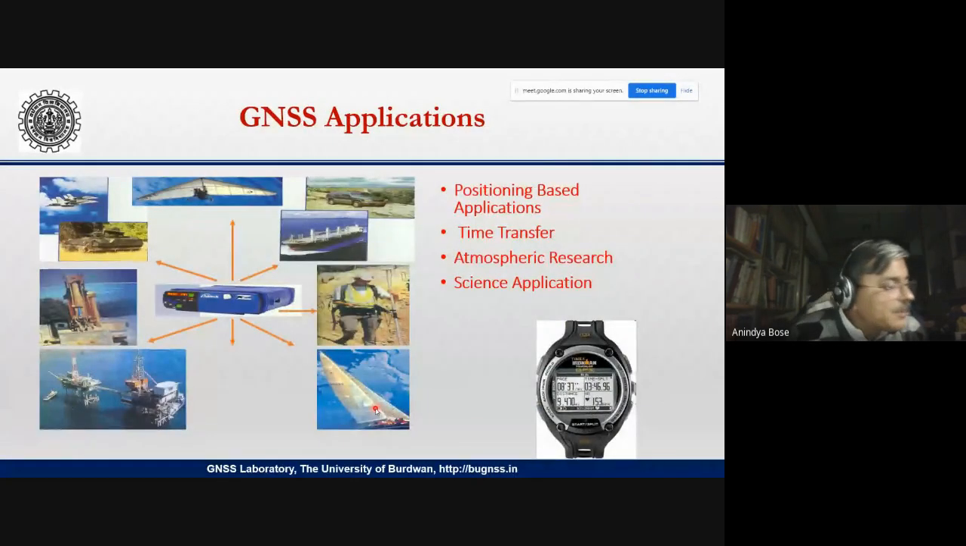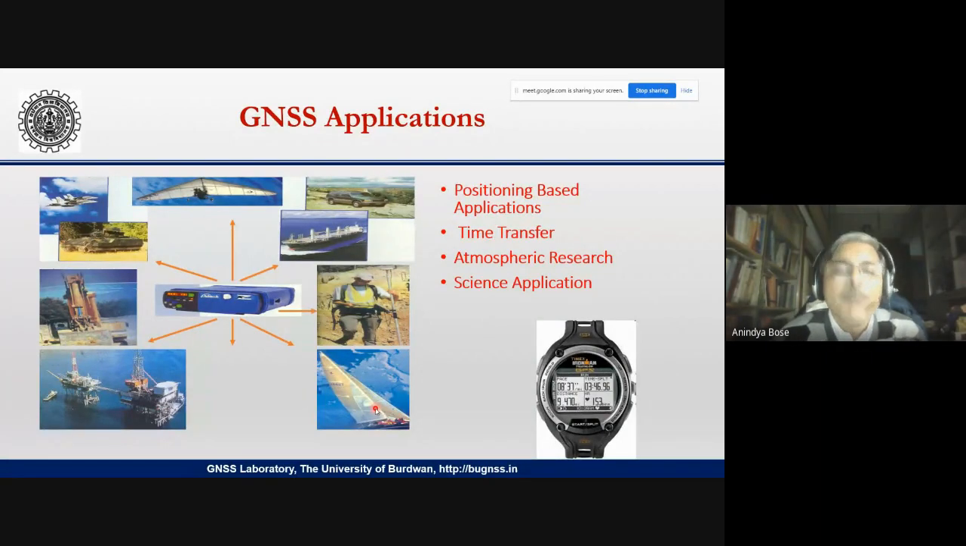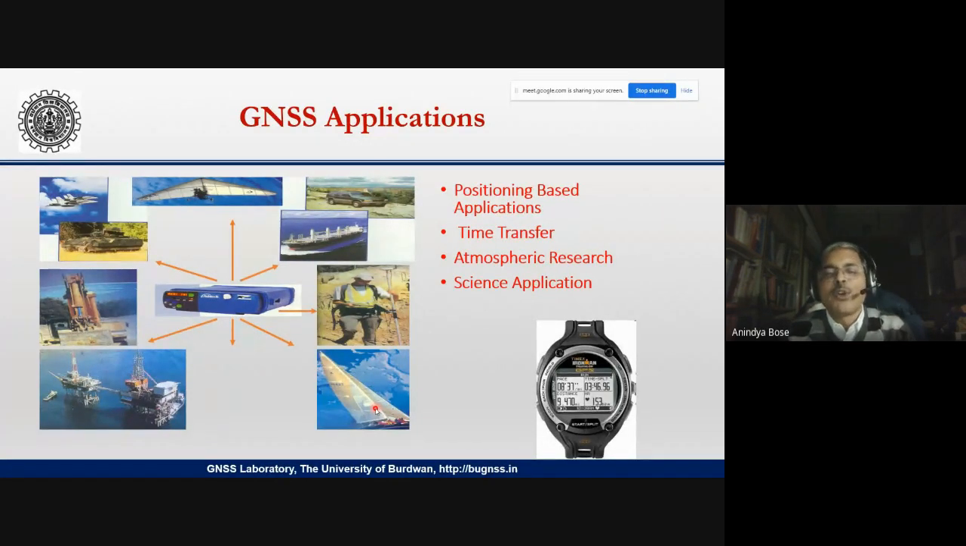Okay, now let me come to the GNSS application in a very brief way, because many of the applications, GNSS error sources and the different positioning techniques will be dealt with tomorrow by Dr. Ivan in much more detail. About the receivers, Dinesh will be covering in much more detail.